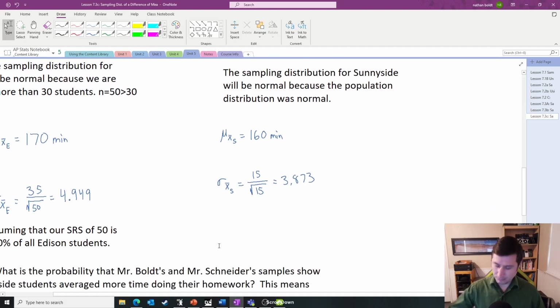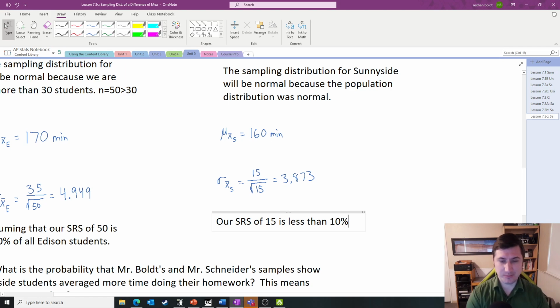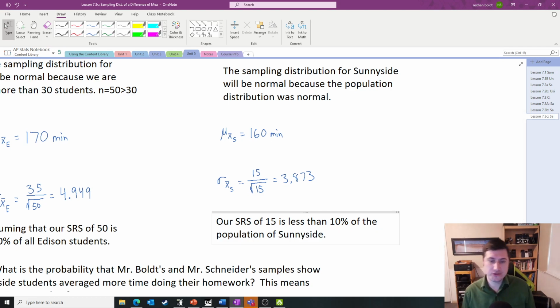All right, again, tip our hat to the 10%. I don't know if we even have to call this an assumption, but our SRS of 15 is definitely less than 10% of the population of Sunnyside. That's why we can do that standard deviation, because we are not sampling with replacement. Again, this is to make the independence condition satisfied.